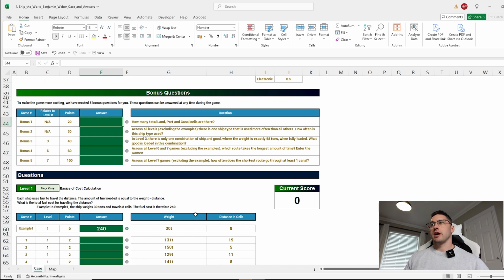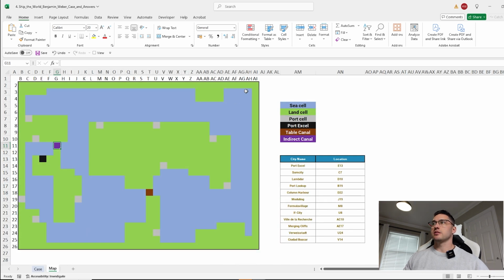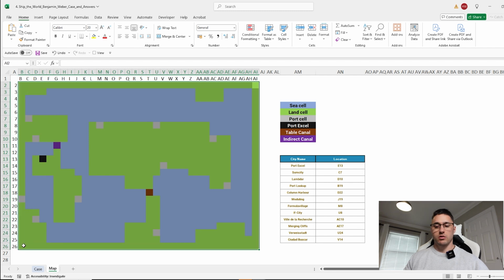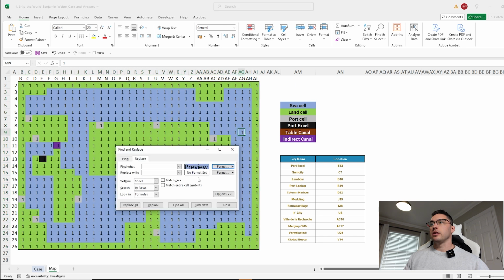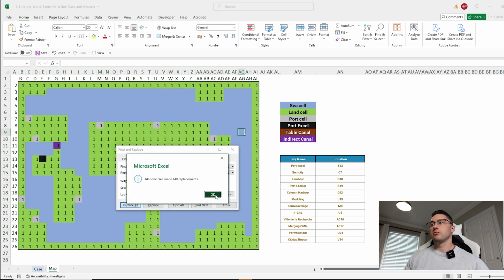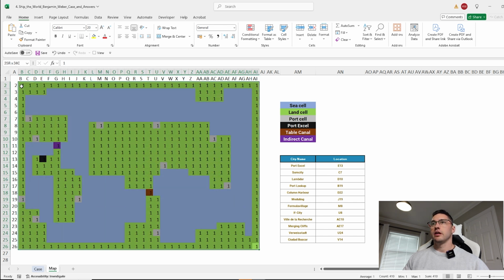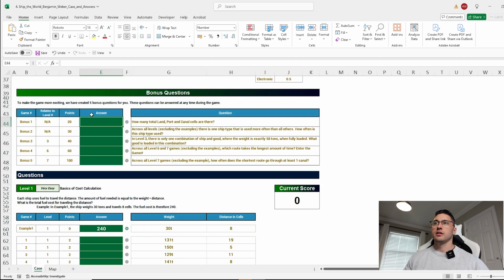So the first bonus, how many total land, port, and canal cells are there? So I just highlight all of these, give them a 1, Control H, and I'm going to remove this, replace it with 0, nice and easy. Highlight those, there's 410. So 410. Which ship type is used most often?